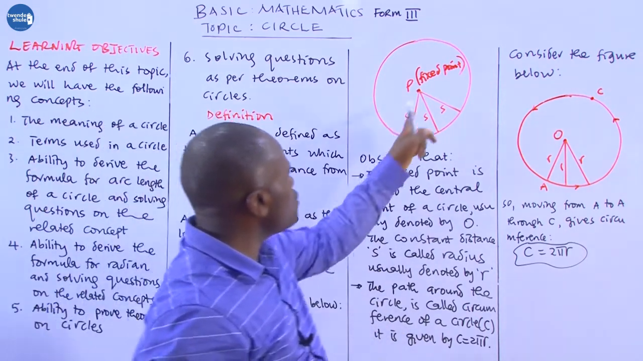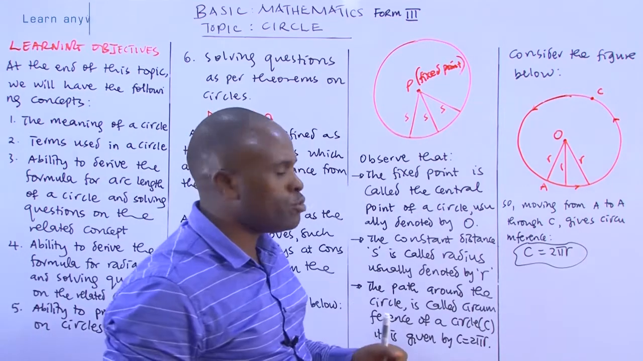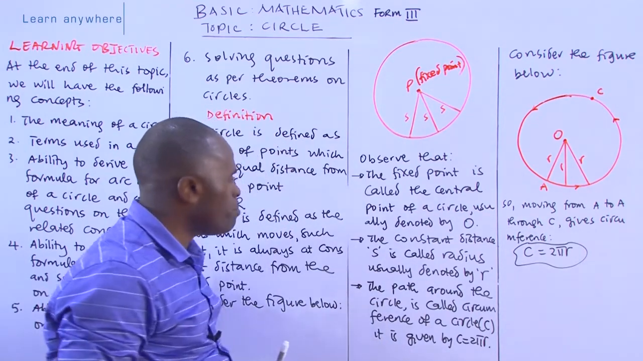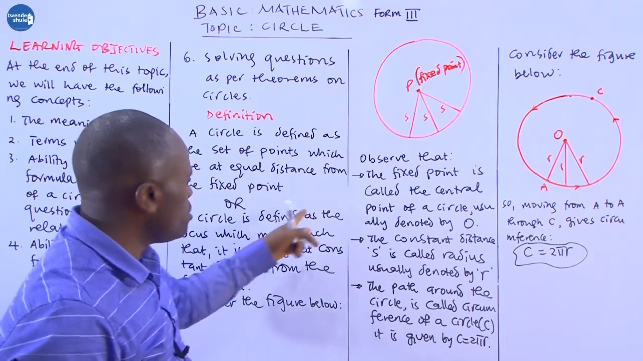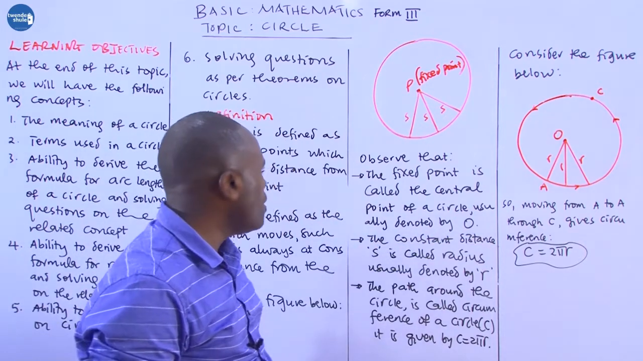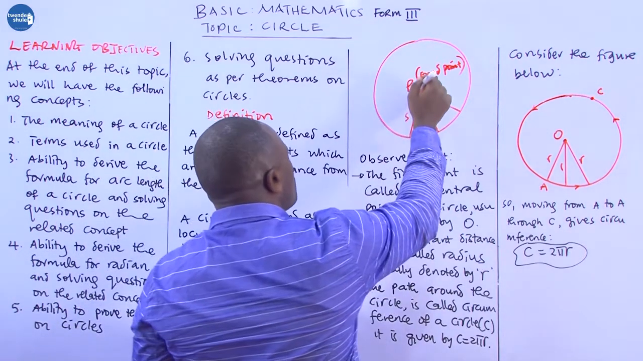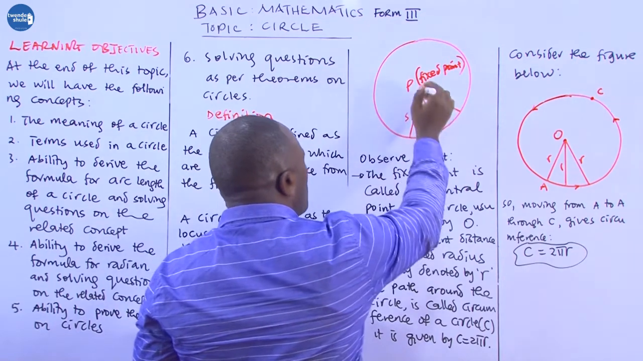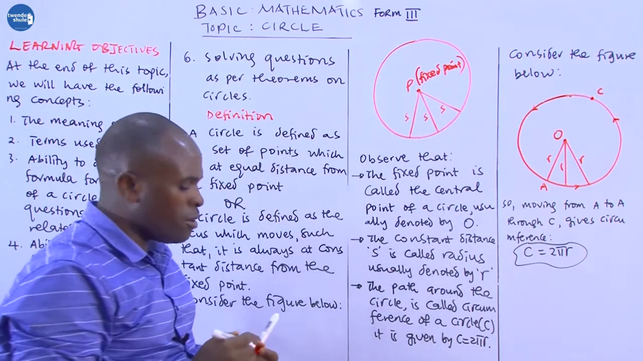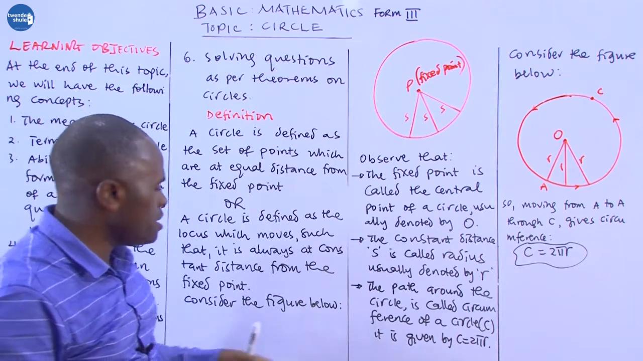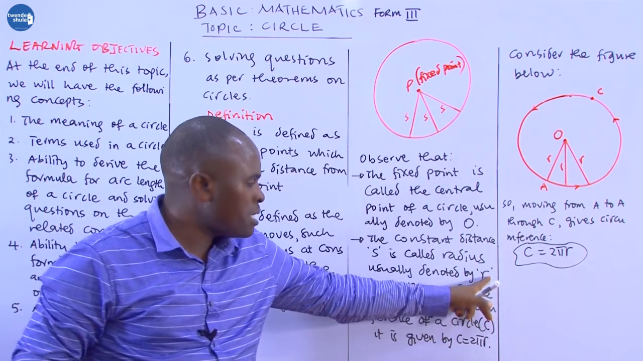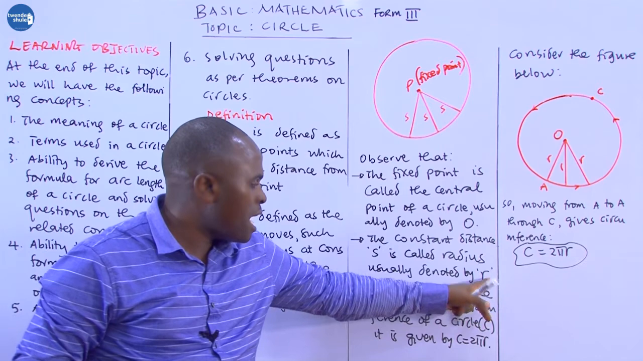We say the fixed point is given a special name, which is referred to as the central point of a circle, and is usually denoted by capital letter O. The constant distance from the central point to the circle is referred to as the radius of a circle. We normally denote it by the letter R.